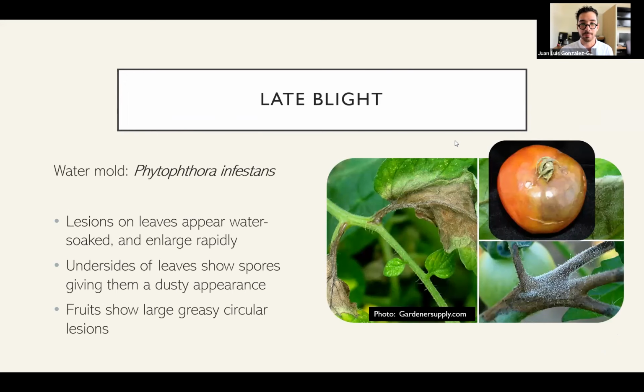For instance, beyond just fungi, we also have water molds that can infect our tomato plants. Phytophthora infestans induces lesions on leaves that appear water-soaked and enlarge rapidly. This is the case of the disease named late blight. The undersides of leaves show spores that might give the whole plant a dusty appearance, and in fruits, the lesions appear greasy and circular.